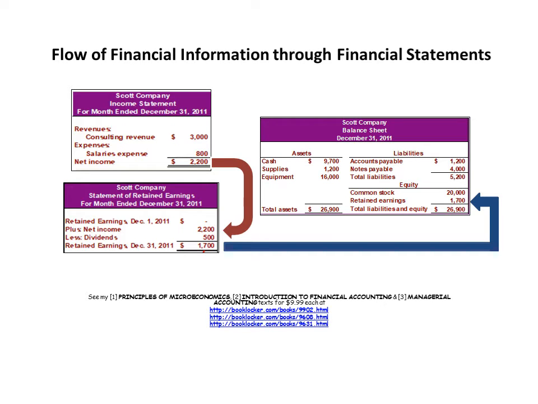This is what the financials look like, using the same fact pattern, the same numbers. I had consulting revenue of $3,000, salaries expense of $800, so I had net income of $2,200. That's the income statement for the month. Right below it, the retained earnings statement for the month.